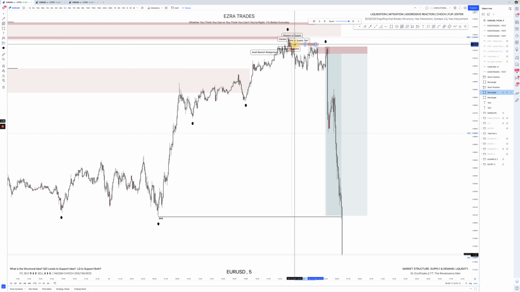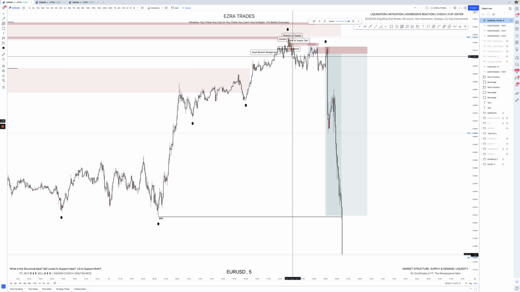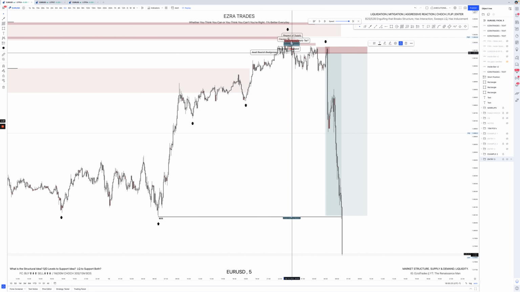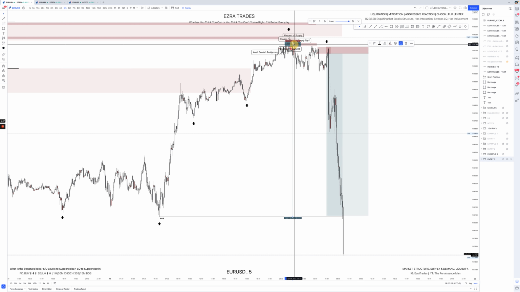We have a couple here, right? This one didn't get tapped. This is our original. Let's see if I have to unlock it.